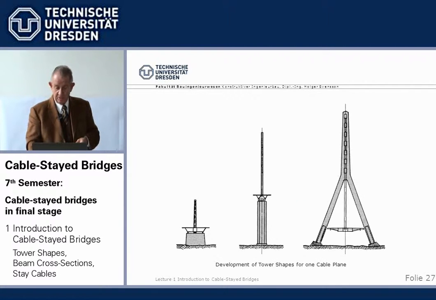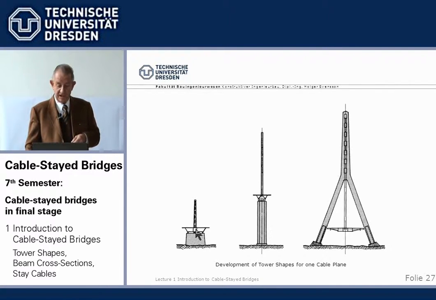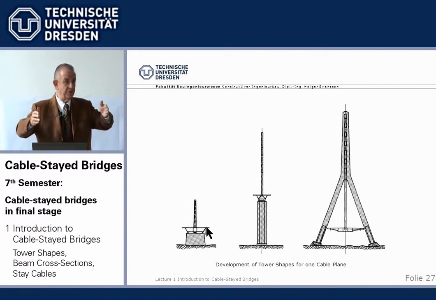Now, if we have one central cable plane only, which of course is sufficient to keep up the beam, the beam then has to be able to take torsion if we have live load standing only on one side of the beam. It must not rotate too much. So for these types we always need a box which takes the torsion. With two cable planes we can use an open cross section because the two cable planes themselves can carry eccentric load by a force couple.